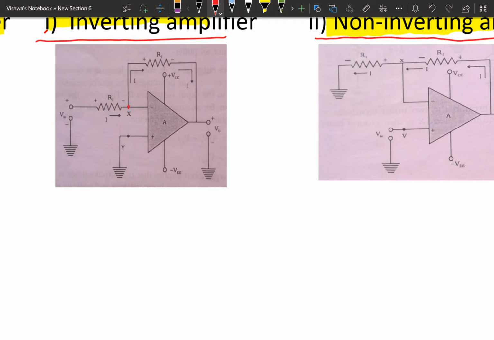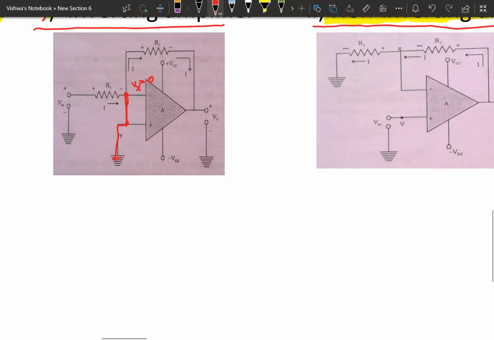At the virtual ground, the voltage is 0. This point we take as virtual ground, as the point of the non-inverting terminal. These two are now at the same potential, so this point is grounded. That indicates Vx is also at 0 potential. Using this we are going to derive the equation for the gain and output voltage.